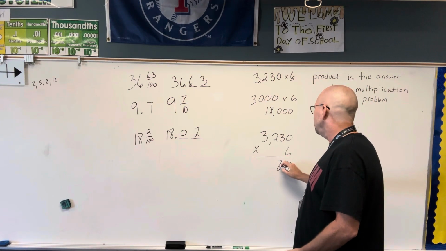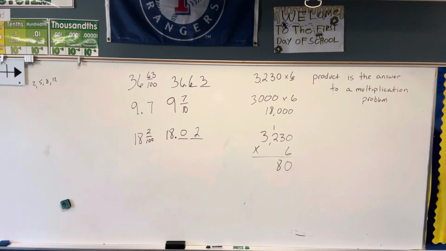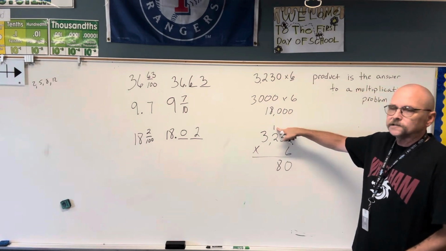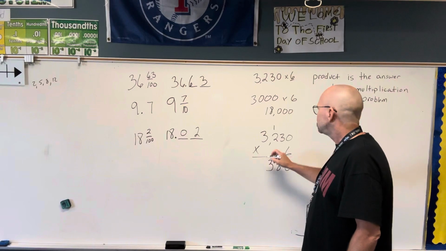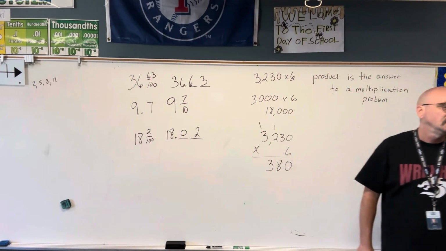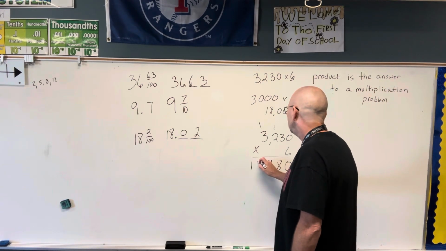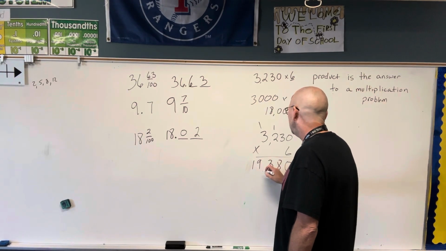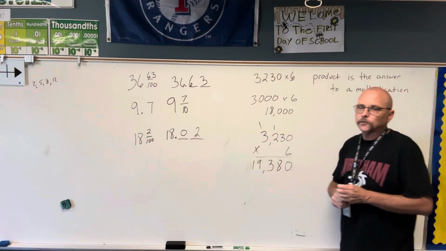So I have 18 tens, or 180. 6 times 2 is? 12. So I have 12 hundreds, or 13 hundreds, because I have to add one more up there. I don't want to have 13 hundreds. So I have 3 hundreds and 1,000. 6 times 3 is? 18. I have 18 thousands. Oh, yeah, 19. Or 1 ten thousand and 9 thousands. So my answer should be 19,380.